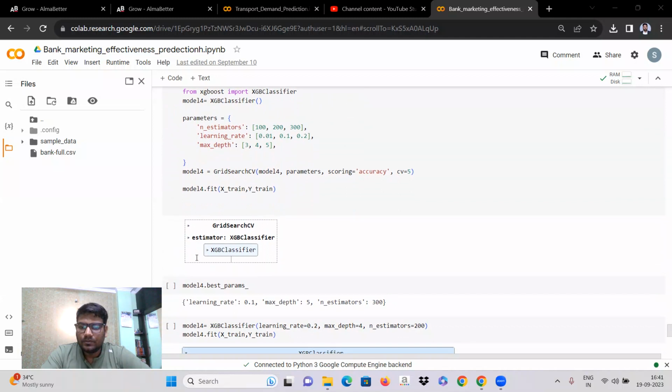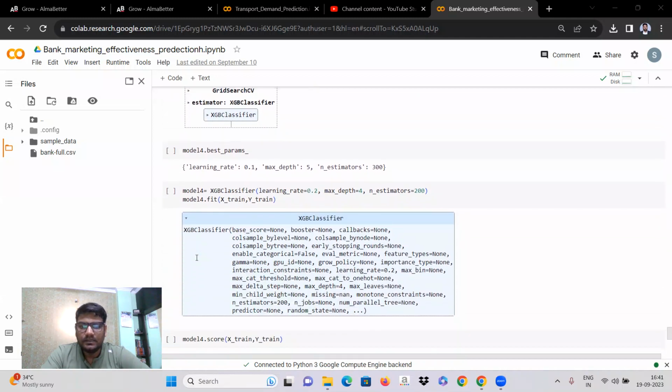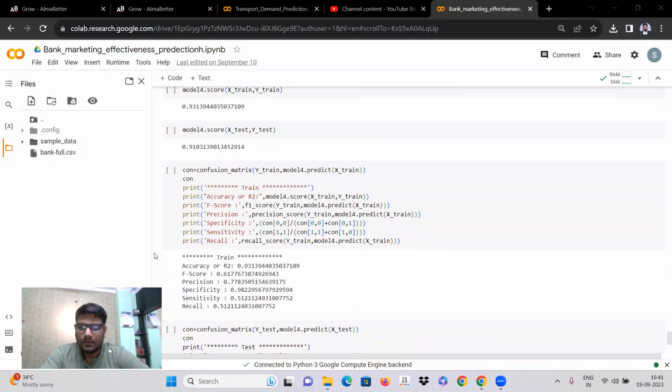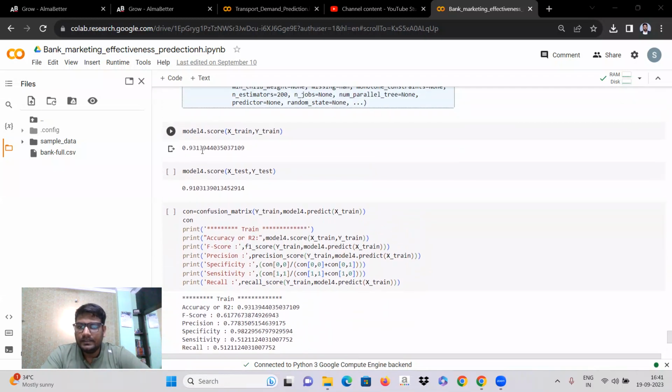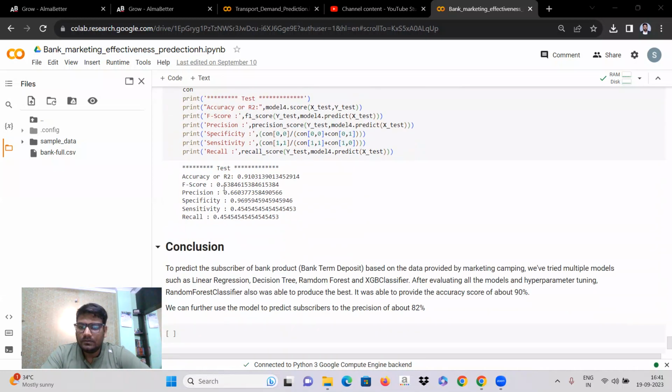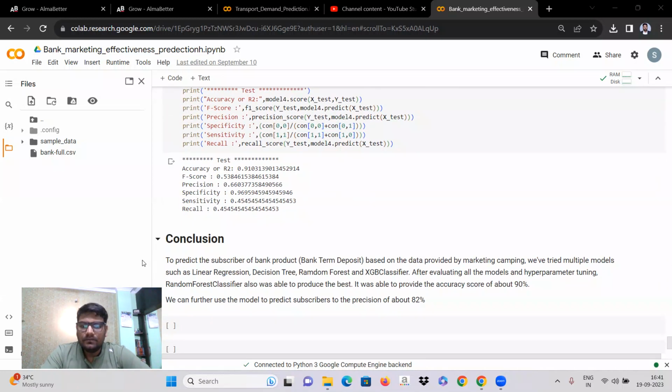And the fourth model that I have tried here is the XGB classifier. So here I was able to get 93% train accuracy and 91% test accuracy.